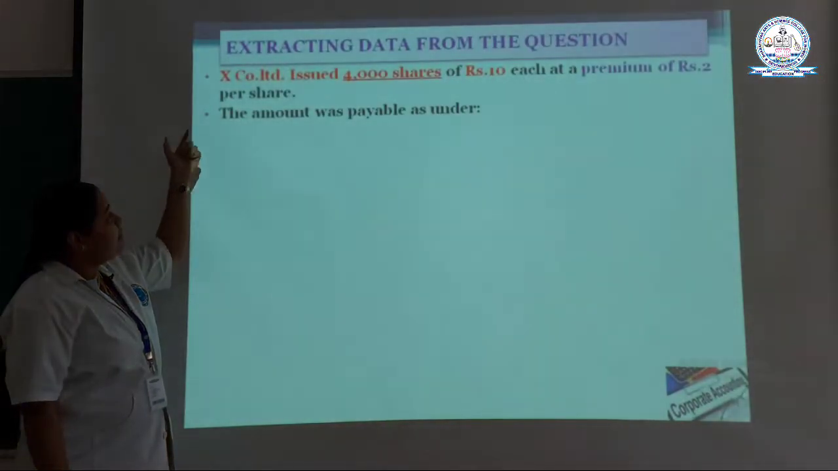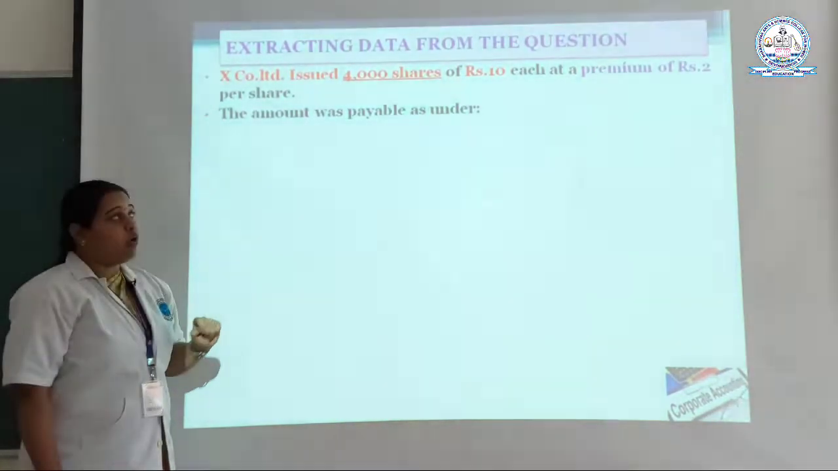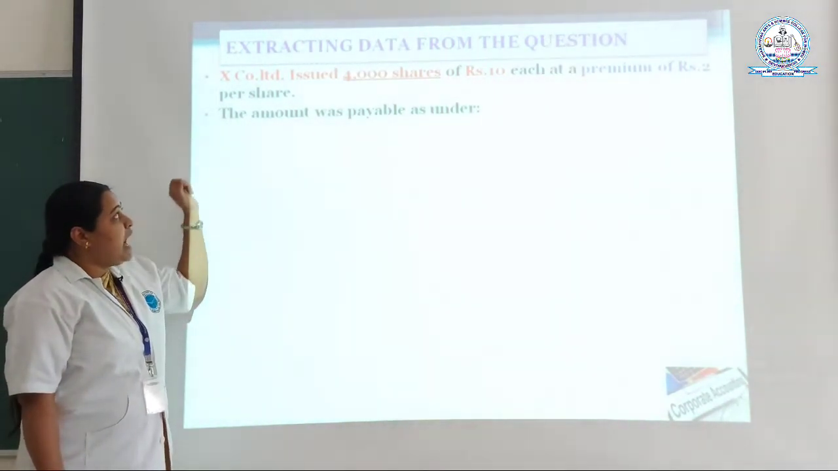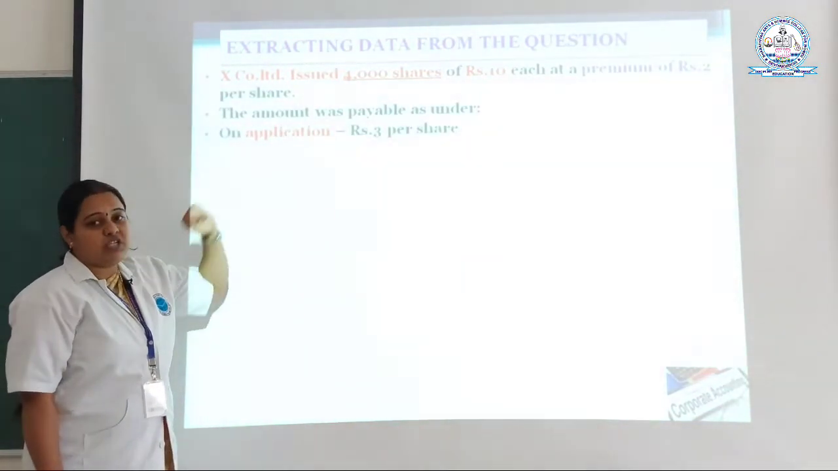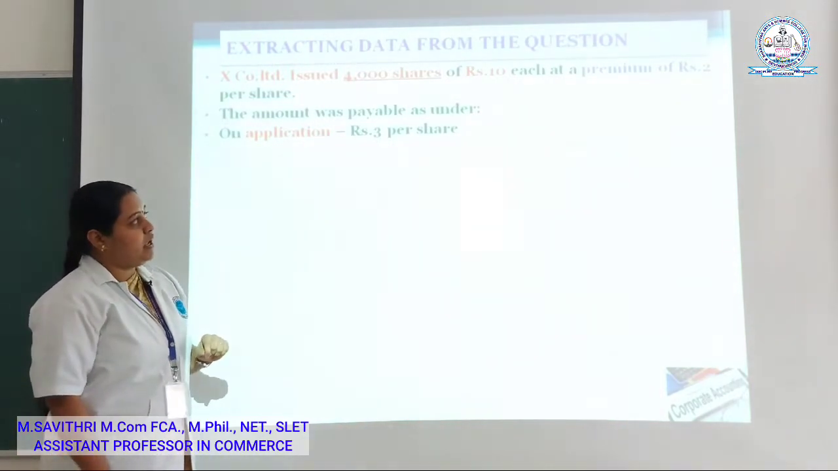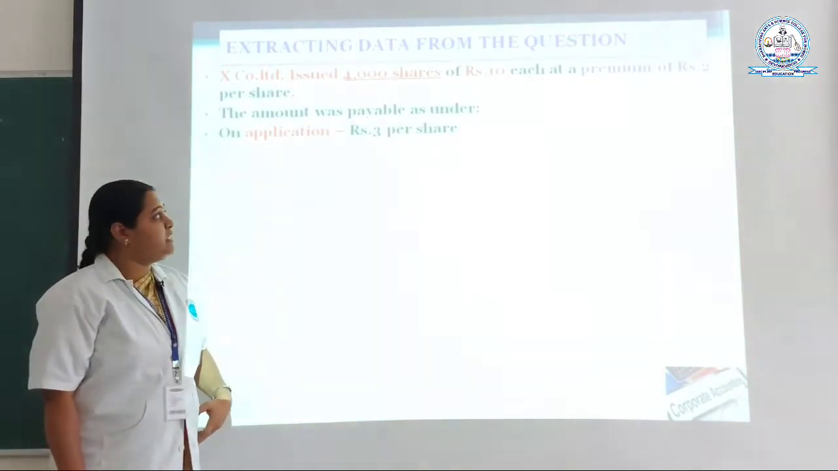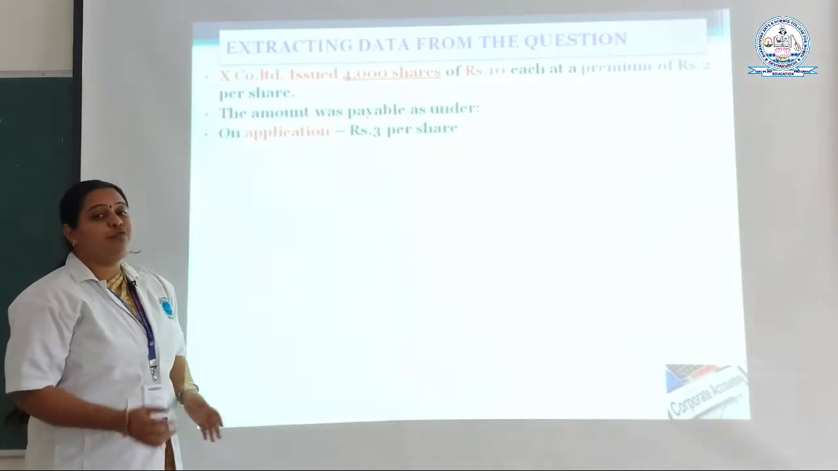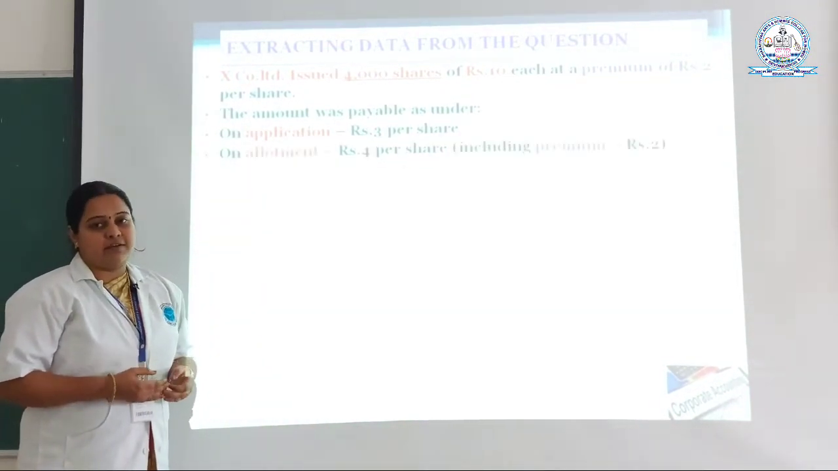From the first line, X Company Limited issued 4,000 shares. So the company name of this sum is X Company Limited, which is issuing 4,000 shares of rupees 10 each. Number of shares issued is 4,000 and the face value is rupees 10, and these shares are issued at a premium of rupees 2. Also, the face value of rupees 10 is divided into 4 stages called application, allotment, first call and second and final call.